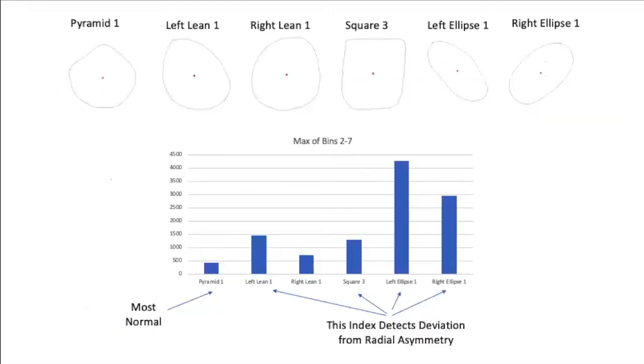So when comparing these shapes picked from each of the 6 themes, we see that the index derived from the max value in bins 2 through 7 is capturing the lack of radial symmetry. Among these shapes, pyramid 1 is the most normal since it most closely resembles a normal circle. The value of this index increases dramatically when measured in shapes that lack radial symmetry, such as left lean 1, as well as the 2 ellipses.